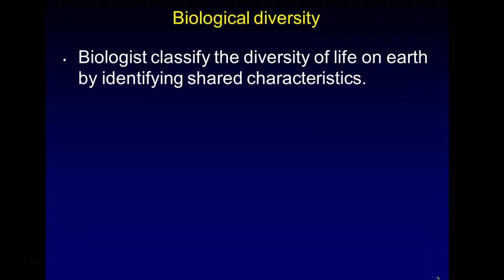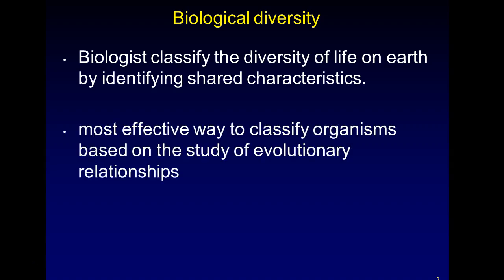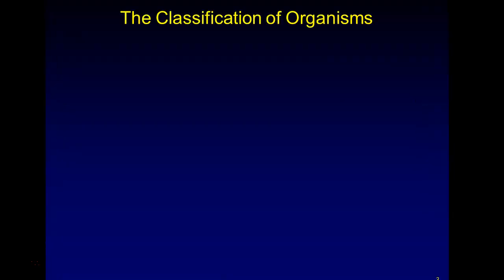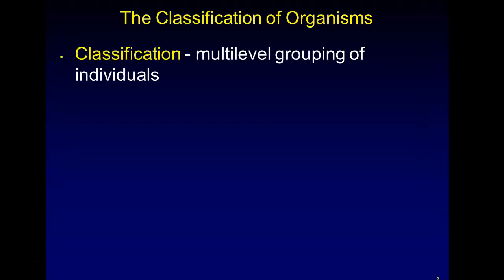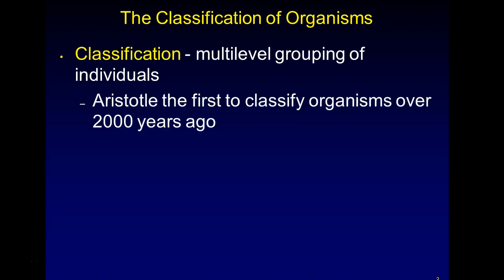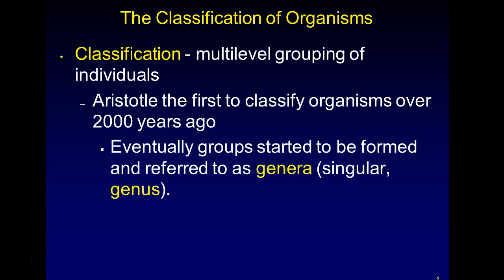So, biological diversity. Biologists classify the diversity of life on Earth by identifying shared characteristics. The most effective way to classify organisms is based on the study of evolutionary relationships. So classification is a multi-level grouping of individuals. Aristotle was the first to classify organisms over 2,000 years ago. Eventually, groups started to be formed and referred to as genera. Singular is genus.